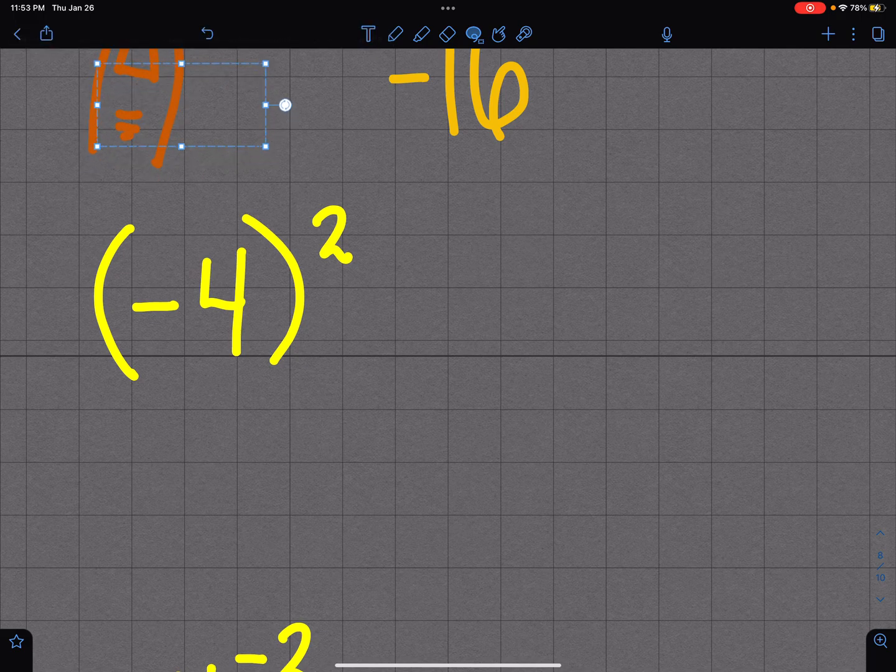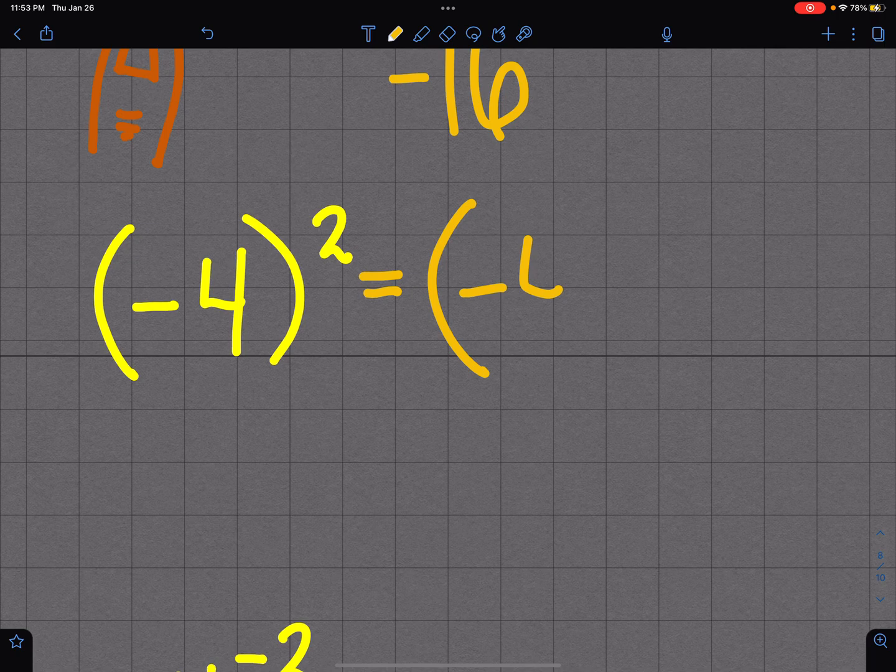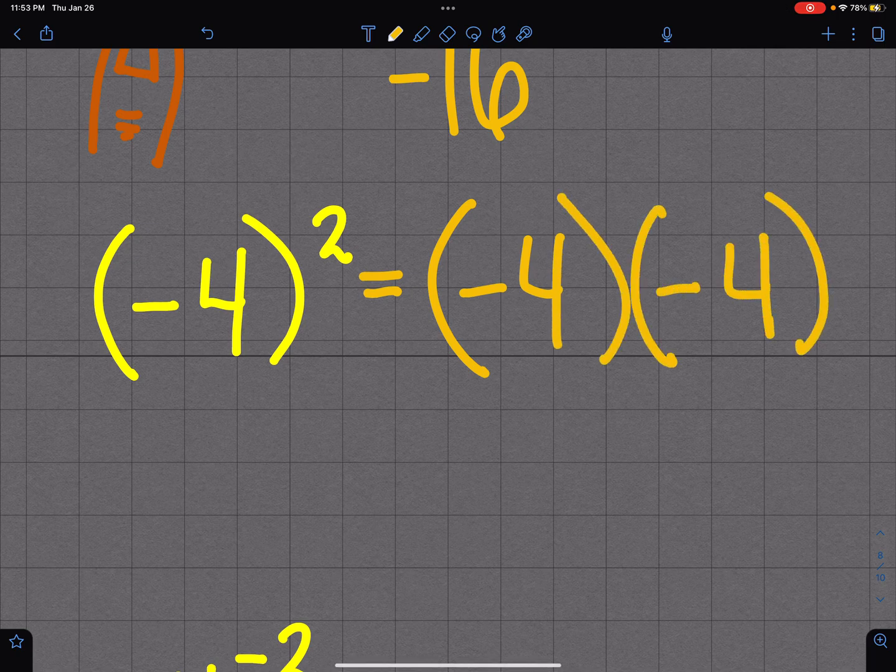In this one, the exponent means that everything inside the parentheses is squared, because whatever this exponent is next to, that's the thing that gets squared. And in this case, the exponent is next to the parentheses. So that means everything inside the parentheses is going to get squared. What this means is you've got a negative 4 times a negative 4. And that would be an easy problem. You already know that negative 4 times negative 4 is positive 16.